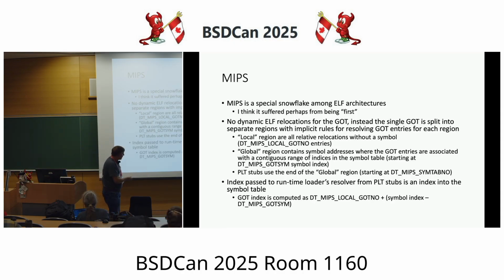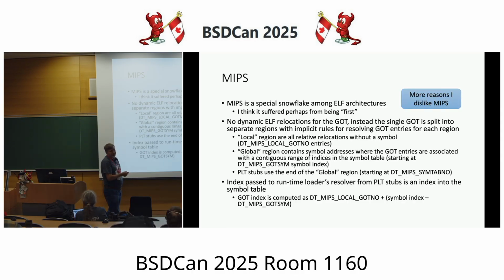Then the index that comes into the runtime loader when we're doing the lazy PLT resolution is actually the index into the symbol table. And we take that index and we subtract the starting point of the global region of the symbol table to get an index into the GOT, except that it's an index relative to this region, so we have to add the base part of that region, and that tells us what index in the GOT we're actually fixing up.